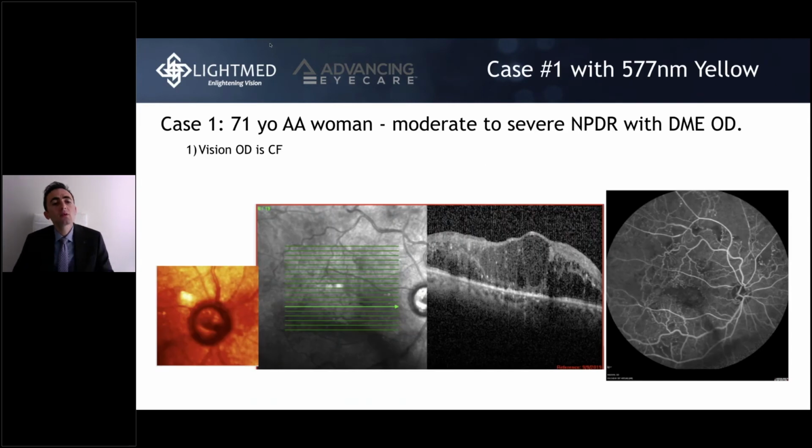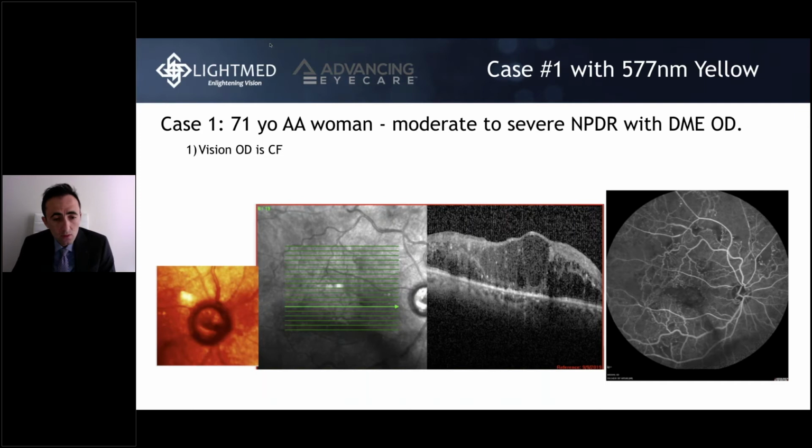This is a 71-year-old African-American woman who has moderate to severe non-proliferative diabetic retinopathy with diabetic macular edema in the right eye. Her vision was counting fingers. You can see the significant macular edema with cystoid formation and the exudates. And on the FA, you see the areas of ischemia and capillary non-perfusion, the microaneurysms, and enlargement of the foveal avascular zone. What I noted in this patient is that she had a significantly large cup to disc ratio, or significant optic nerve cupping.